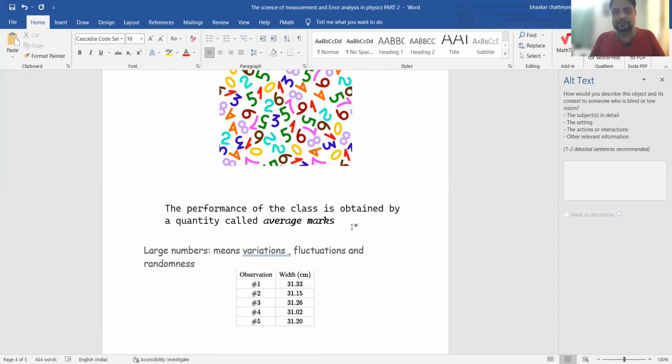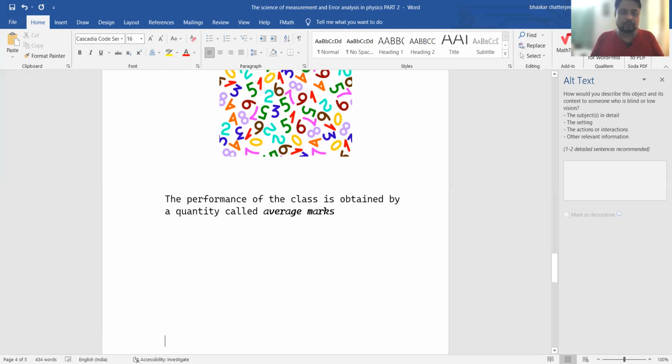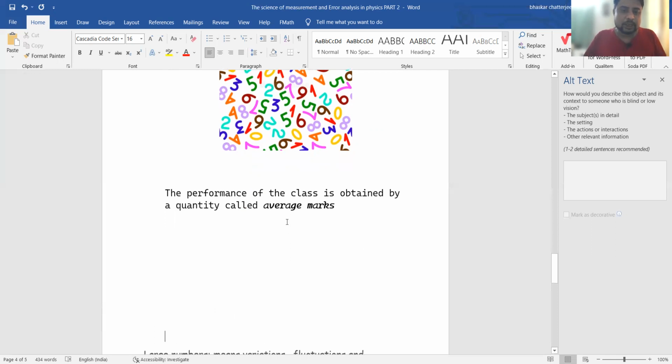As I discussed in the previous lecture, someone else comes in place of you, and again he or she measures that same quantity with the same instrument. He gets different values, which are somewhat different from the value that you obtained. Now, how can you ascertain what is the best estimate? We use this concept of averaging.